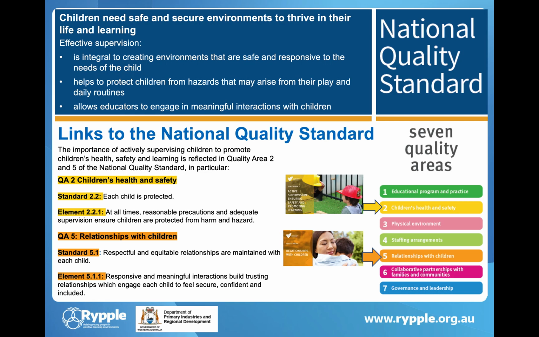First, we'll start with looking at the National Quality Standards Framework and where active supervision sits in with this. So it links very clearly to Quality Areas 2 and 5. Quality Area 2, looking at creating environments that are safe and responsive to the needs of the child and helping protect children from hazards that may arise from their play and daily routines. It also links very strongly with relationships with children, Quality Area 5, where educators engage in meaningful and positive interactions with children.